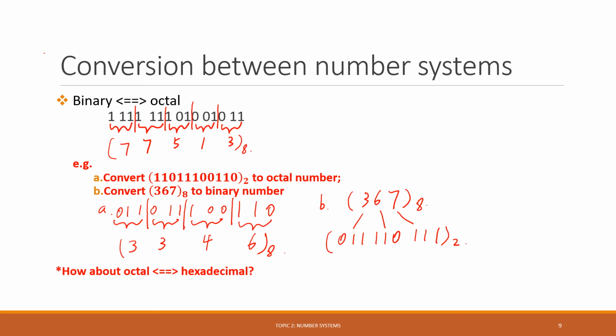About from octal to hex or hex to octal, there are ways to make direct conversion, but to me, I think either way that you can first convert octal to binary, then from binary to hex, or you do the reverse.